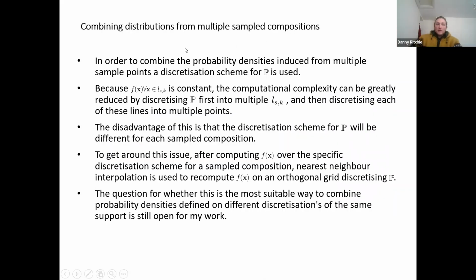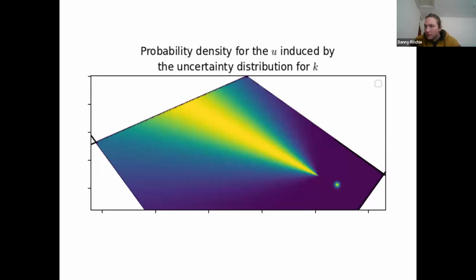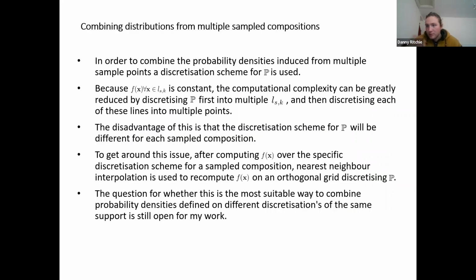So a quick word about combining distributions from multiple sampled points. Each time you sample a composition, to get it to reach thermodynamic equilibrium and then do the PXRD measurements, you get this cone basically. And so if you do multiple sample points, you can simply combine that information by multiplying the probability distributions together.